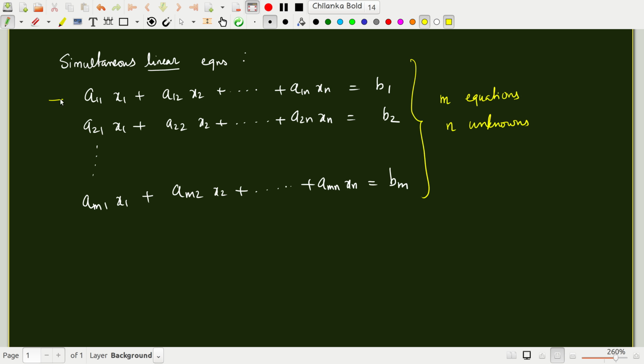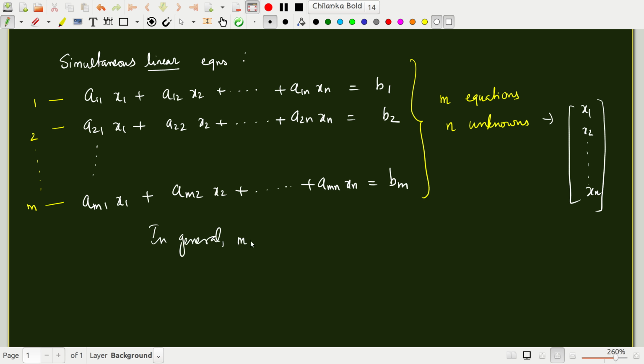This is the first equation, this is the second equation. Likewise, you go on all the way up to m equations, and the number of unknowns are x1, x2, so on up to xn. In general, m need not be equal to n. You could have m greater than n, m equal to n, or m less than n as well.